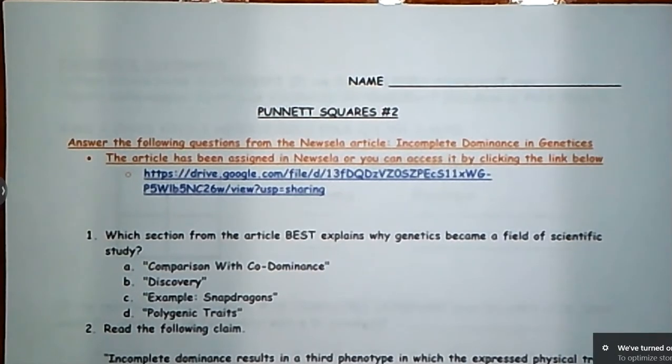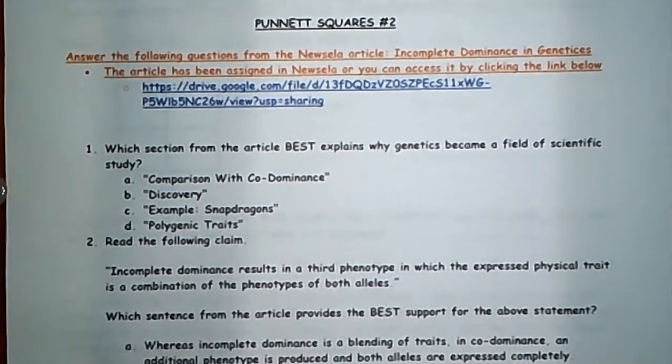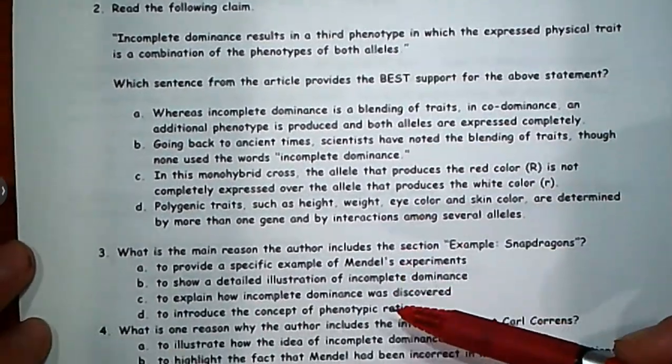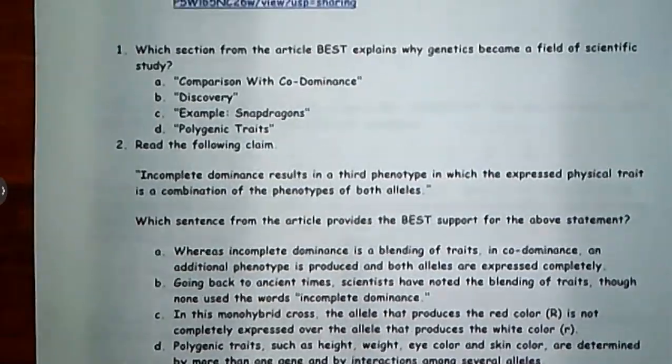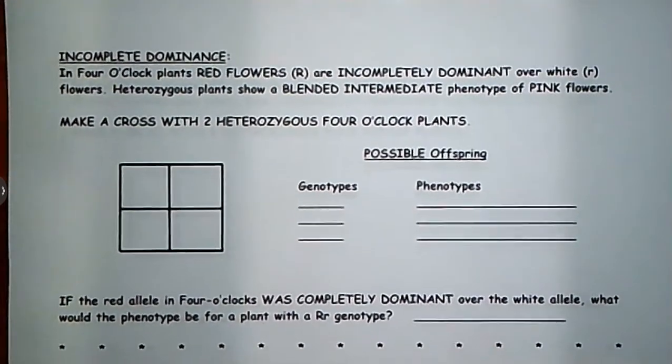Okay, so if you look at this assignment, the first 4 questions are going to come from that Newsela article. So on this first page, you're just going to answer these questions and choose the answers from the article. And then if we look at our next page, this is talking about incomplete dominance.